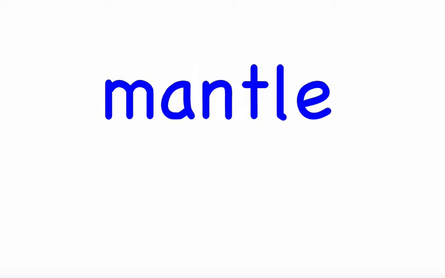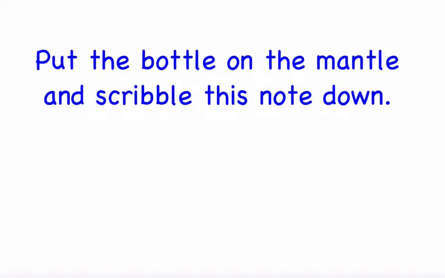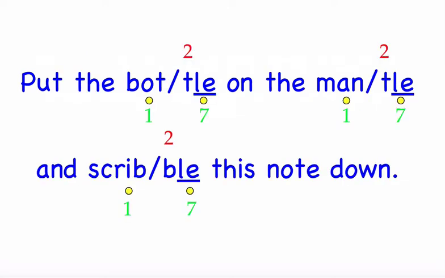scrib, 5 sounds. S, k, r, i, b. Bull, 2 sounds. B, ul. Scribble this note down. Put the bottle on the mantle and scribble this note down. Now mark the words we've just been spelling and then advance the video screen. Put the bottle on the mantle and scribble this note down.